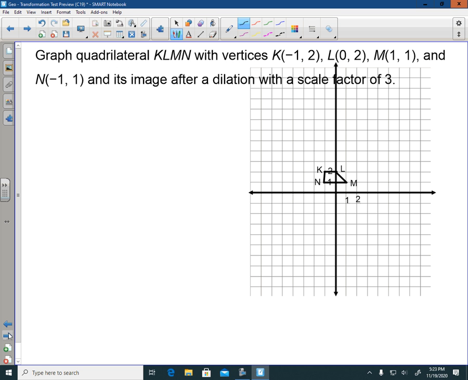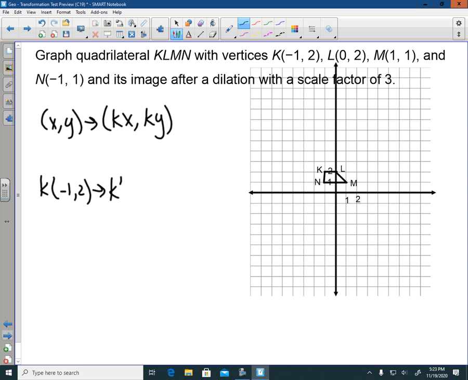We can also perform dilations on graphs by using a dilation rule, and the dilation rule looks like take x and y and change it according to the scale factor by multiplying the scale factor by both the x and the y, generating new points, and then graphing them. So in other words, if k lives at negative 1, 2, then k prime must live, let's see, what's our scale factor? Oh, it's 3. So in this case, k is equal to 3. So we have 3 times negative 1, or negative 3, and 3 times 2, which is 6.